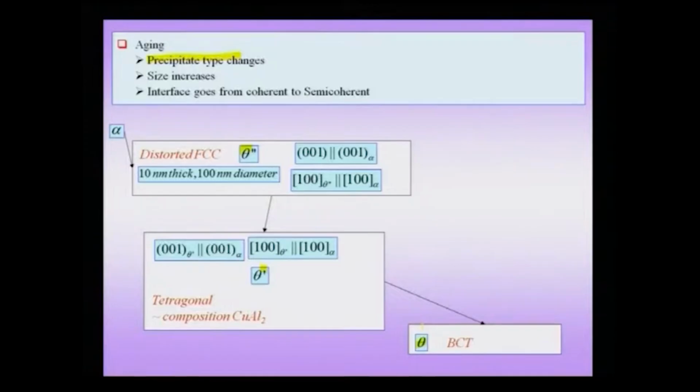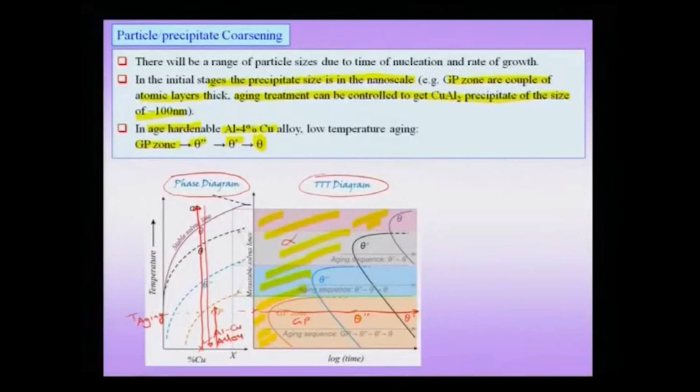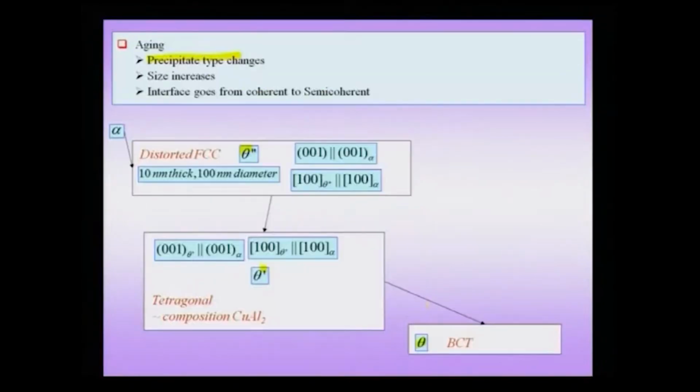The size of these precipitates will increase with time. Suppose I have the theta prime precipitate which will grow with time, and then of course, finally, as we saw, it will transform, theta double prime to theta prime, tangent on theta, when you actually hit the C curve in the time transformation diagram.